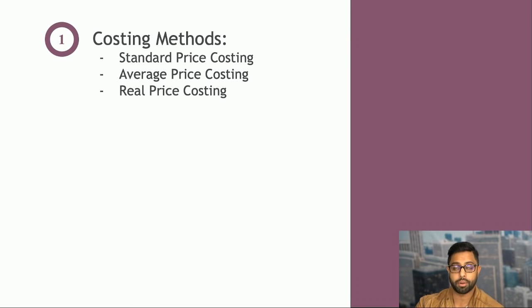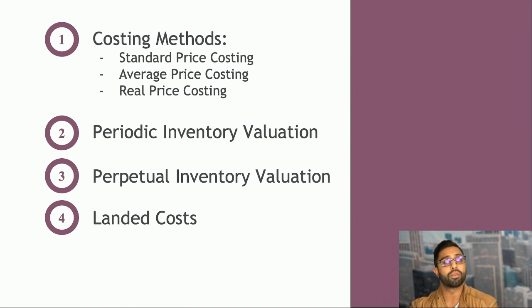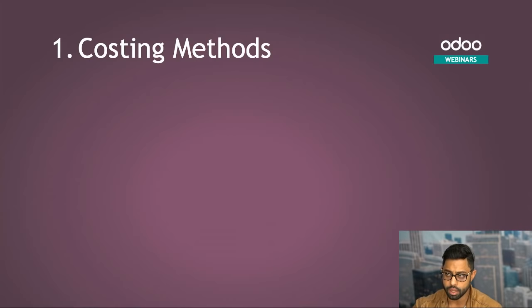First, we're going to go over standard price, then average, and then real costing. Then we will go over periodic inventory valuation, which now in Odoo will be associated with manual entry in terms of accounting, and then with perpetual inventory, which is the automatic recording of money movements inside of our system. Then finally, we will go shortly over landed costs, which can be added on to your inventory, so you will have a better idea of the valuation of what you have in stock at that moment. So first, we'll go over costing methods here.